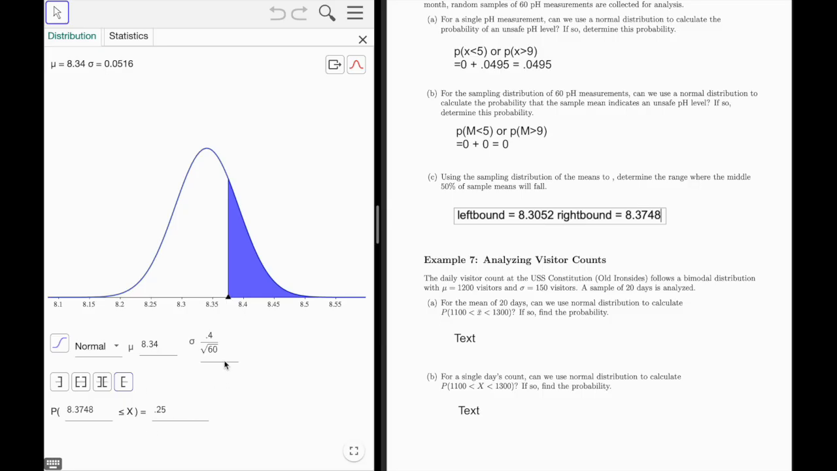If we want to do a between to check it, I'm going to choose these brackets. I'm going to do between 8.3052. That's my left bound. My right bound is 8.3748. Now, when we look at that area between those two values, left and right bound, look what we got. It's a little bit off because we rounded, but that's 0.5. That's the middle 50%.